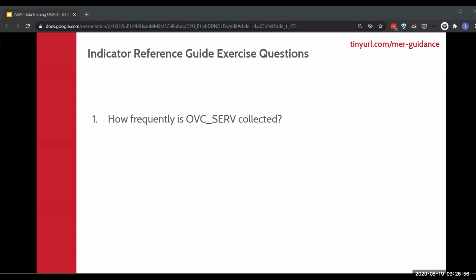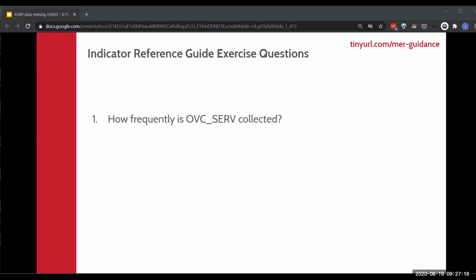All right, so I did glance quickly at the chat box. Seems like most people got the response correctly, which is annually. And so again, the idea of this is just to give you a brief overview of that reference guide. It is very, very useful. If you do have a question about data collection, I highly recommend that you read that first.